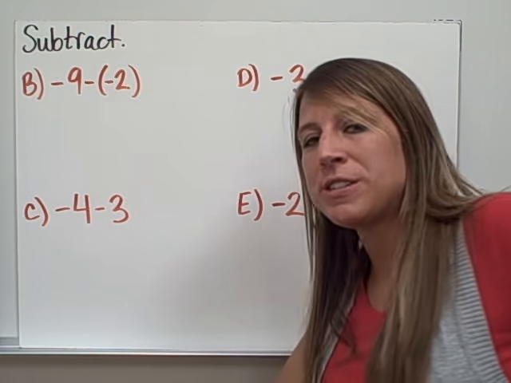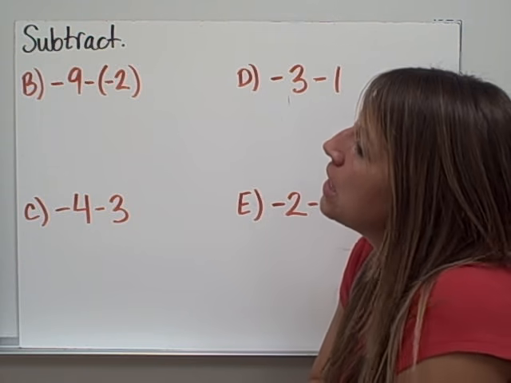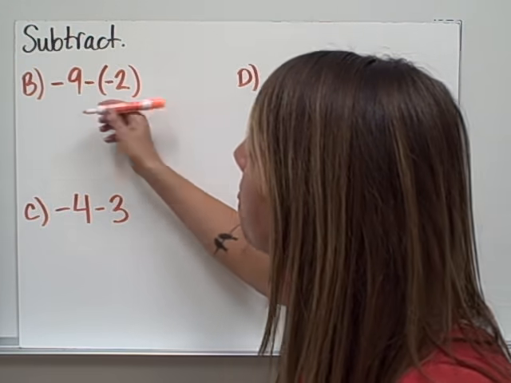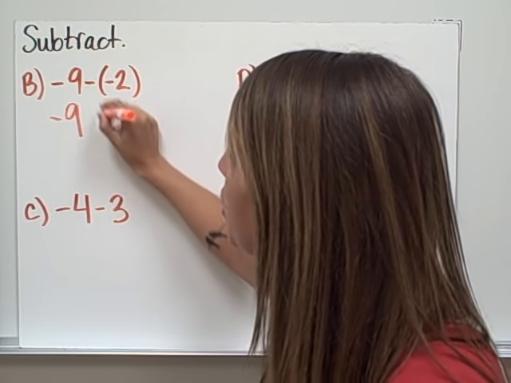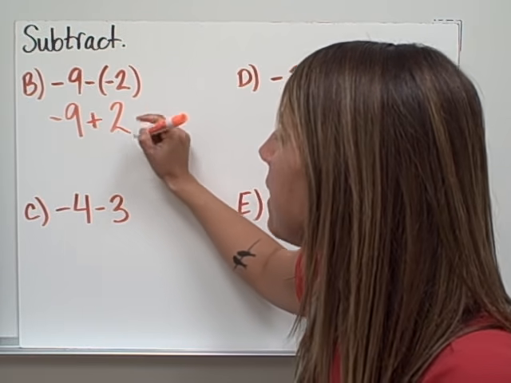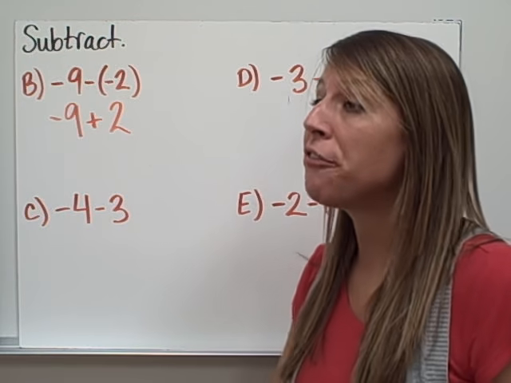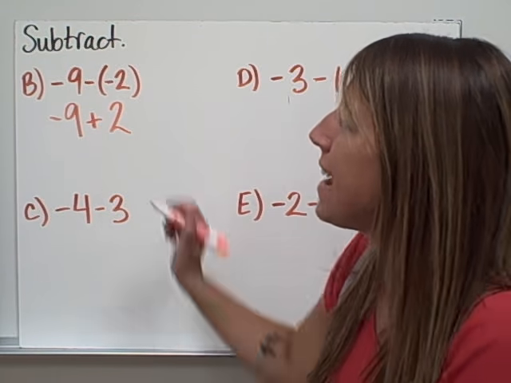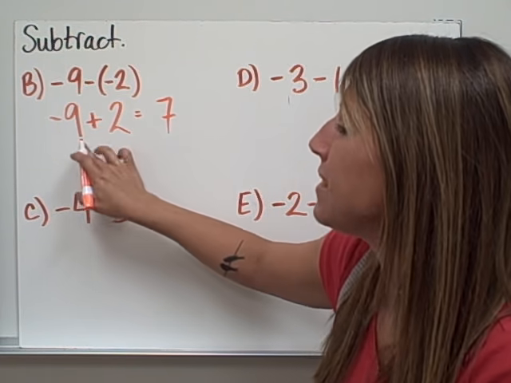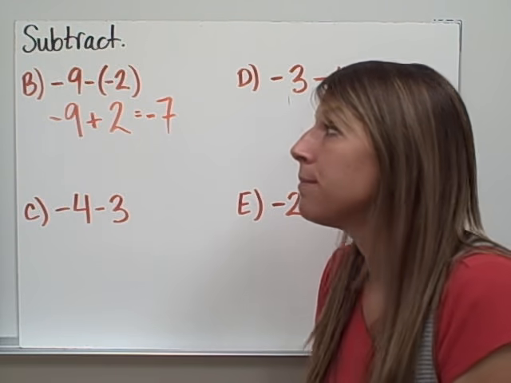Now we're just going to work through our procedures and practice some subtraction of integers problems on our own. So I have -9 minus -2. I'm going to change subtraction to addition and change my second number to its opposite. Now I'm adding numbers whose signs are different. Signs are different, find the difference. The difference between 9 and 2 is 7. And the number that's larger in absolute value is 9. It's negative, so my answer is -7.